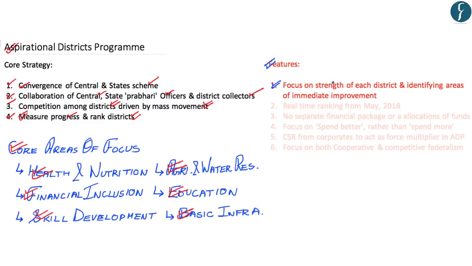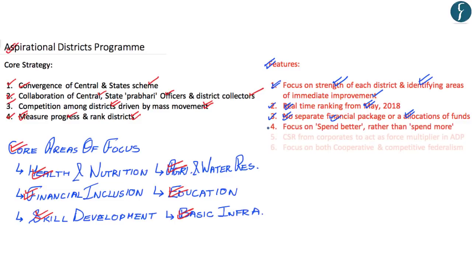Now, the various features of the Aspirational Districts program, wherein the first one is that it would focus on strength of each district and then identify areas of immediate improvement. The second feature is that there would be real-time ranking from May 2018 onwards. The third feature is that there would be no separate financial package or allocation of funds. The fourth feature is that the scheme would focus on spending better rather than spending more.